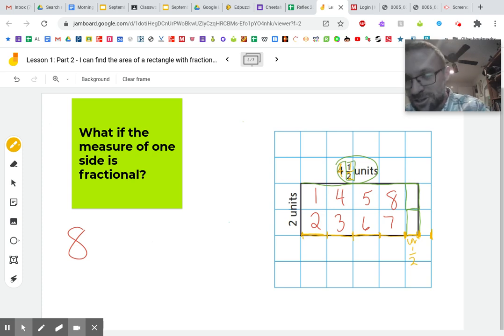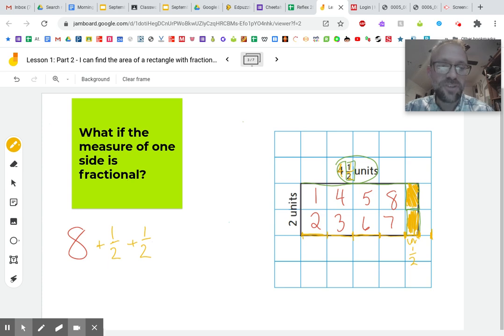All right. So it turns out that this is half a square right here. So we have 1/2 there. So we can add that to the 8, right? Whole units. And we have another half right here. So we have 2 half squares. So that's like adding up another half. So now we have, to find the total area of this rectangle, 8 whole square units plus a half a square unit plus a half a square unit.